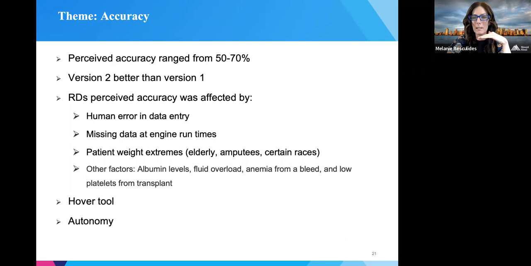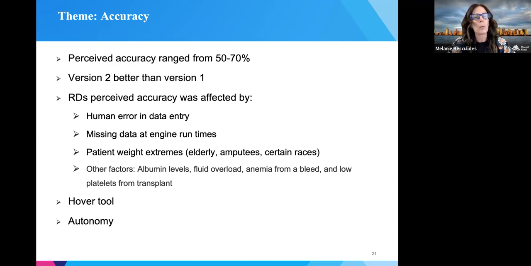But there is this idea that there is bias, right? So if perception is all, reality is nothing, right? So if RDs perceive that there's bias in the system, they don't trust the score as much. So we have to really think about that when we design these systems, like how can we change that perception, because we want them to trust the score. Other factors that they thought affected accuracy were albumin levels, fluid overload, anemia from a bleed, low platelets, etc.